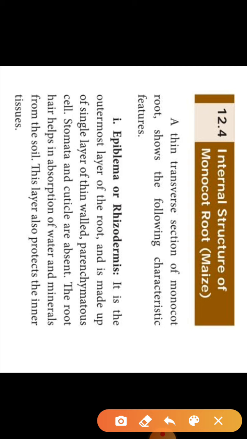Write the meaning, ma. Internal structure of monocot root. A thin transverse or oblique section of monocot root. So, this monocot root's transverse section is thin and shows four features, isn't it? The same as dicot root: epiblema, cortex, endodermis, stele.